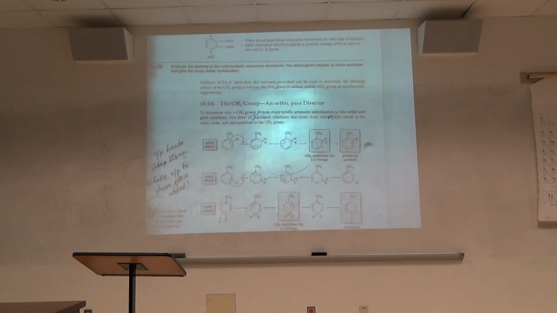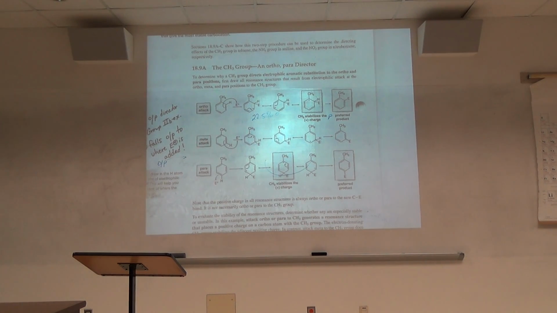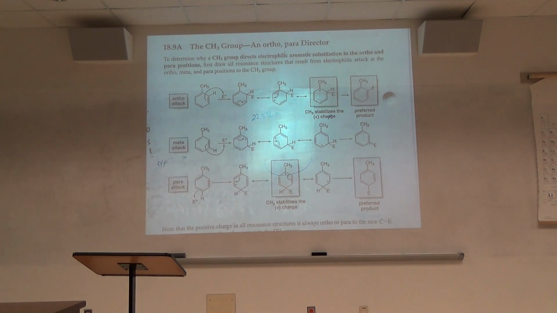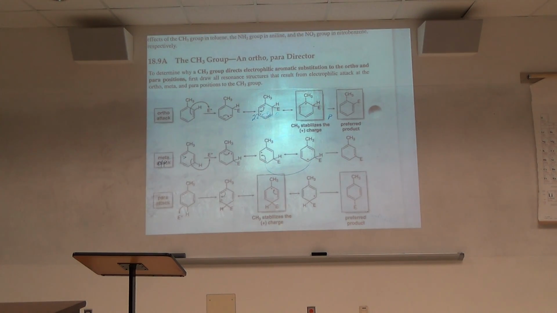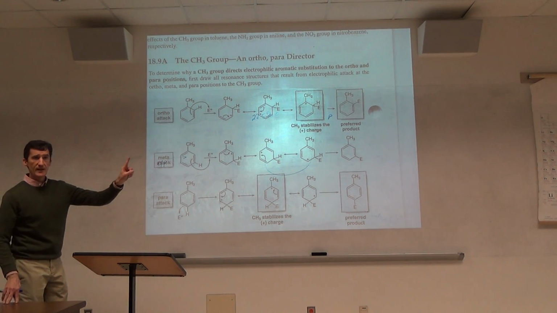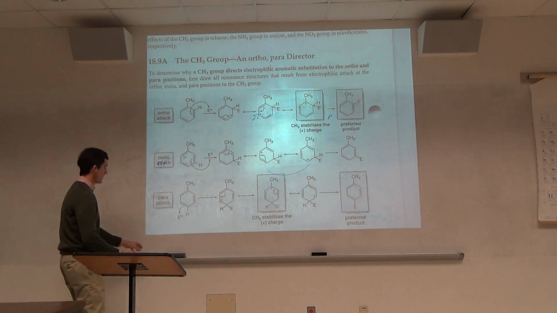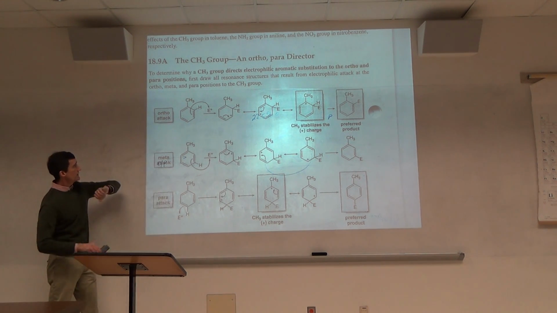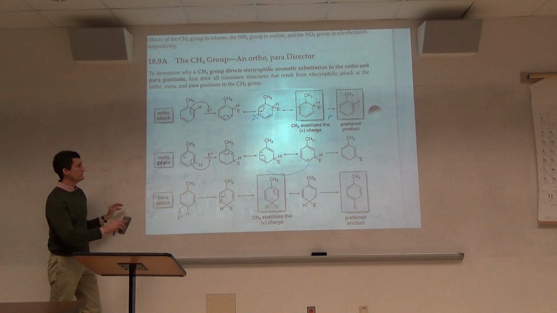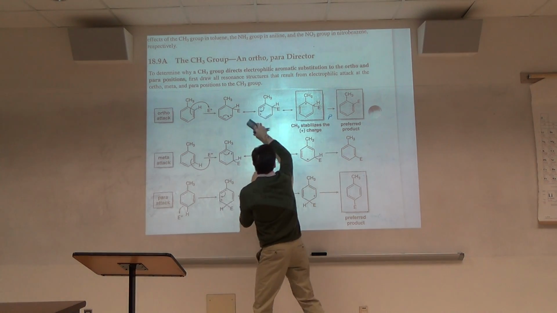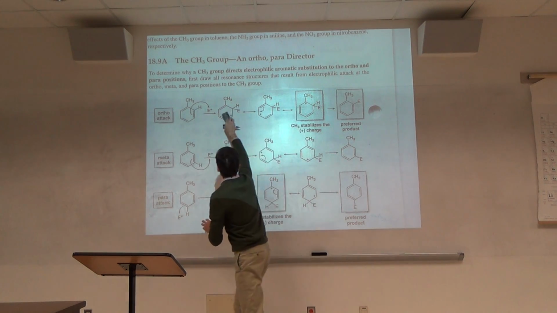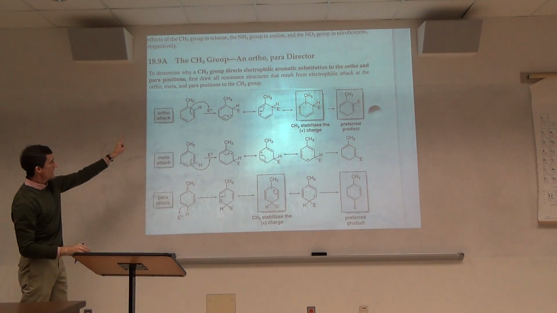Okay, let's look at a little bit of resonance structures to help illustrate the directing, also the activating. If you take toluene and you do an EAS reaction, reacting with electrophile, the electrophile can be added ortho, meta, or para. Top shows adding ortho.